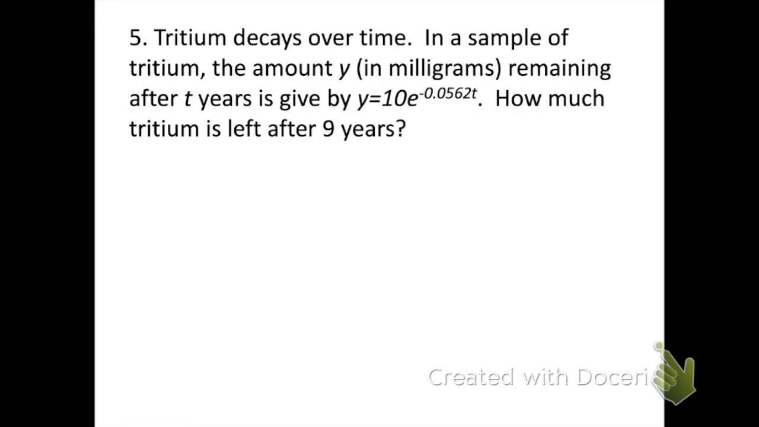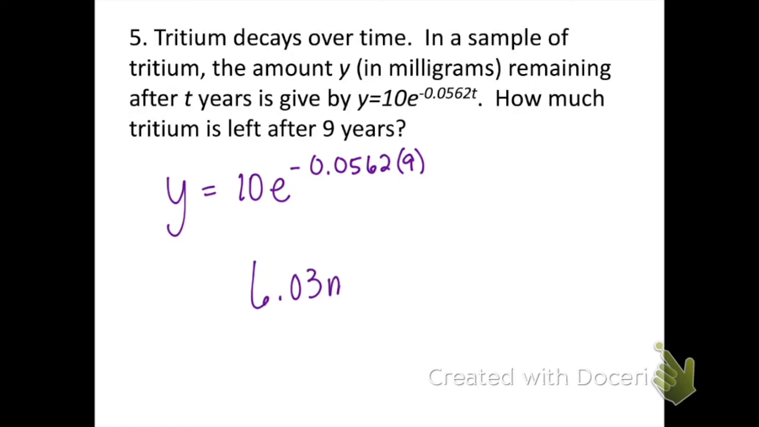Tritium decays over time. In a sample of tritium, the amount y remaining after t years is given by this equation. How much tritium is left after 9 years? So we want to know how much is left. We're solving for y, and we know our t, time, which is 9 years. So let's plug 9 into the equation, and then we can just type this whole thing in our calculator to find out how much is left after 9 years. So we've got 6.03 milligrams.